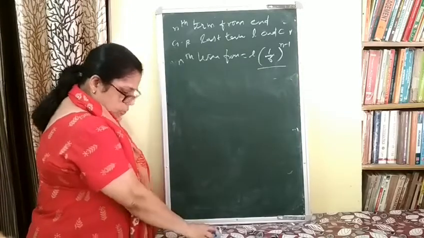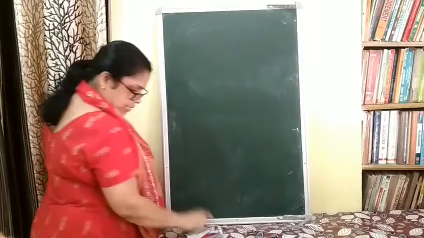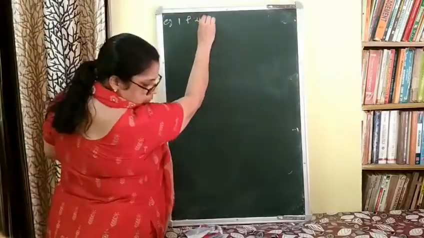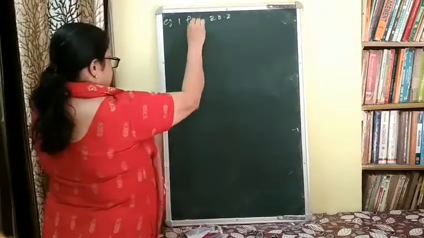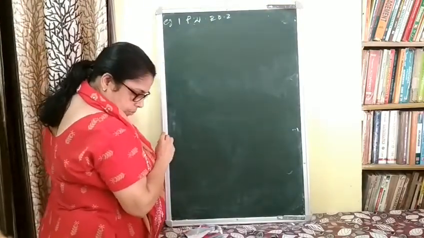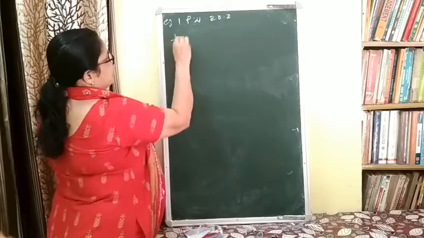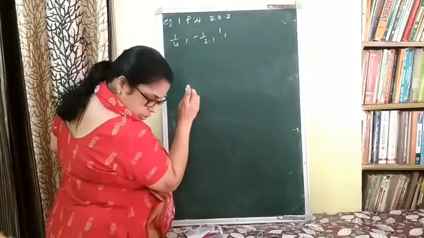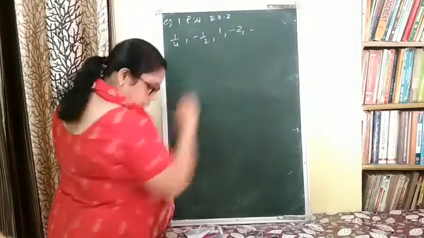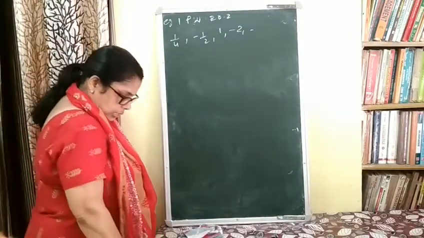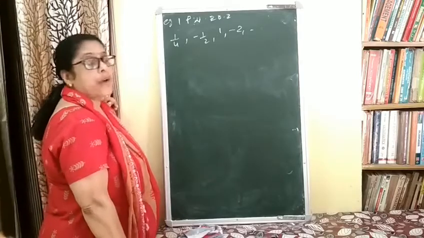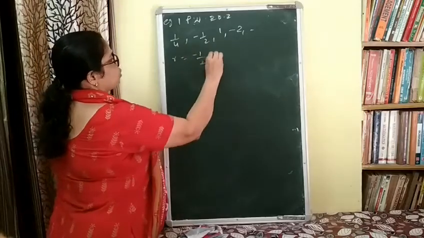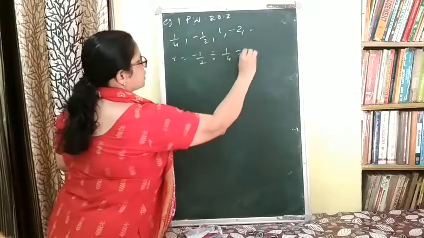Now let us do questions. Example 1 of page number 20.2. Find the ninth term and general term of the GP. You are given the GP as 1 by 4, minus 1 by 2, 1, minus 2, and so on. You have to find a9 and an. What is r? r is equal to minus 1 by 2 divided by 1 by 4, that is minus 2.